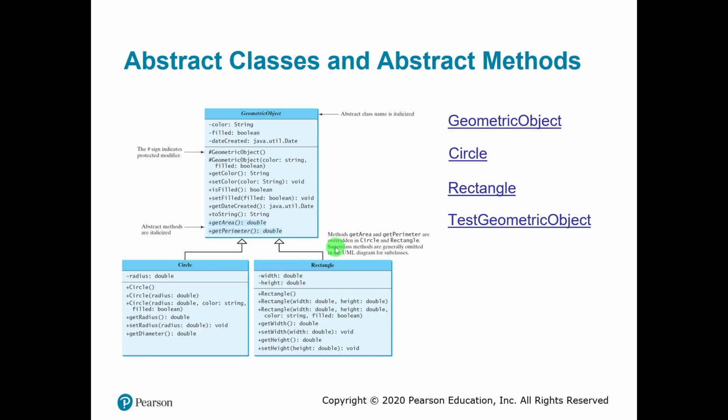Also, if we look at circle and rectangle, getArea and getPerimeter are overridden in circle and rectangle. But do we see them down here? We don't see getArea listed here as one of the methods in the circle class, and we don't see getArea down here as a method in the rectangle class. However, we know they exist. They have to exist because these two are not abstract. So they are required to implement these abstract methods. So there's no reason to actually repeat them in the UML diagram. Because they inherit from geometric object, they have to have all of these.